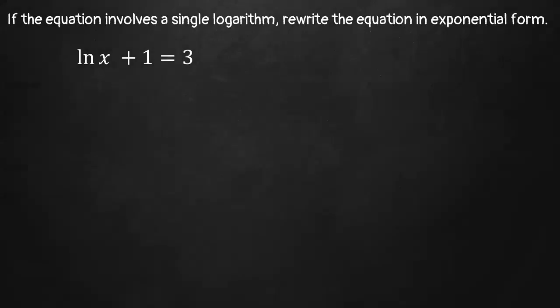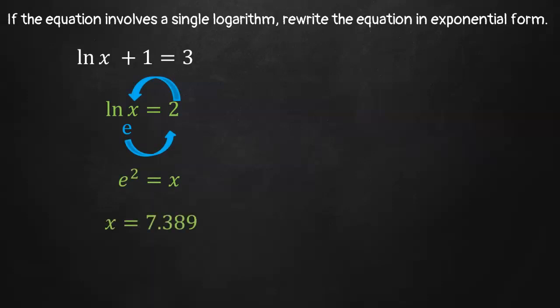Here I still have a single log, so again, I'm going to isolate that log. It's a natural log. So what I want to do first is subtract 1 from both sides. Then what you have to remember is your natural log has a base of e. So with a base of e, I'm going to do that loop and rewrite in exponential form, which gets me e squared is equal to x. When I plug in e to the second power in my calculator, I get 7.389. When I take that number and plug it into that argument for x, I still get that same positive answer. So that solution checks out.